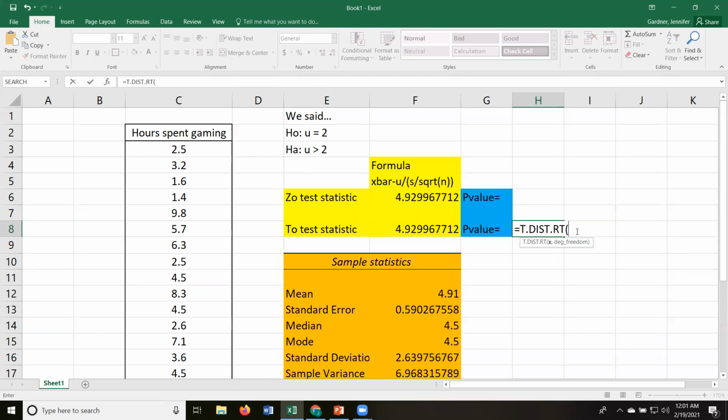So now that I have that, all I need to do, I double-clicked on it, and it says T.DIST.RT, and I'm going to now select my test statistic.